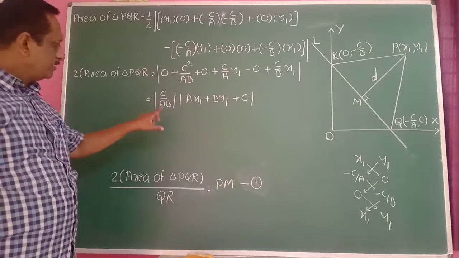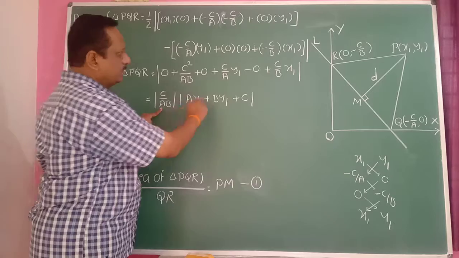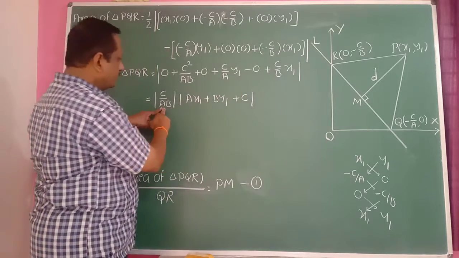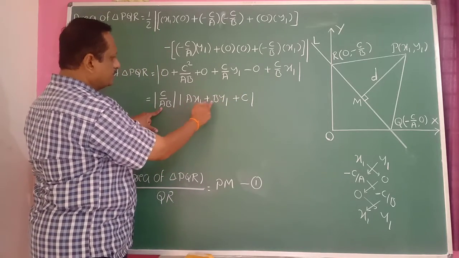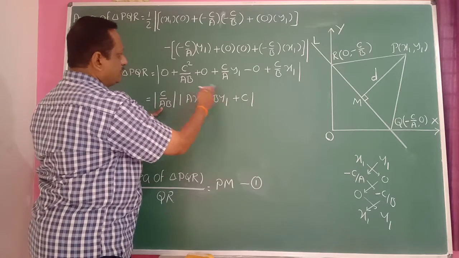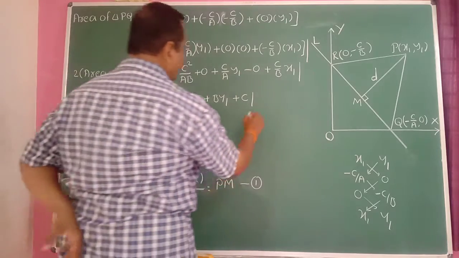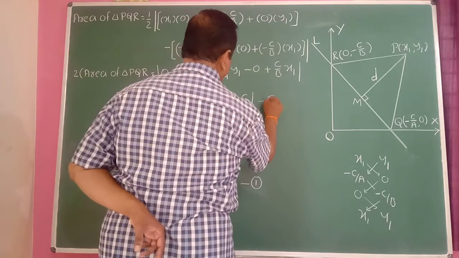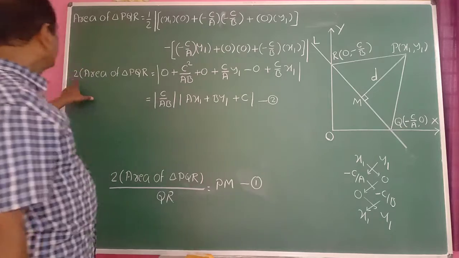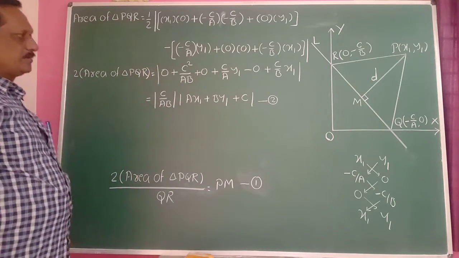Okay, just observe here. This term into this term, a and a cancels, we get this result here. Again, this into this here, b cancels, then we get this result here. Then this into this, use this one, c square divided by ab here. Okay, take this one as result number 2 here. So 2 times area of the triangle PQR is equal to this one here.